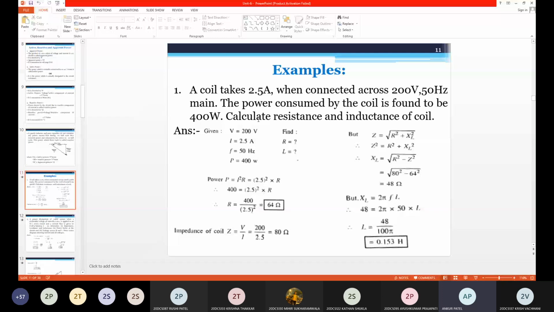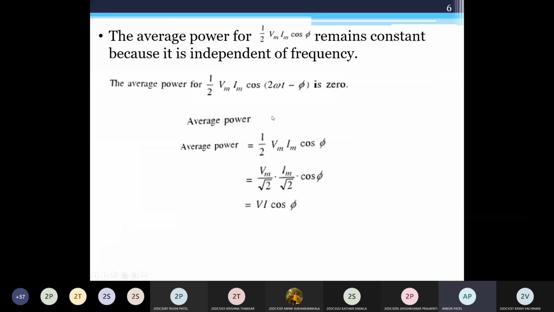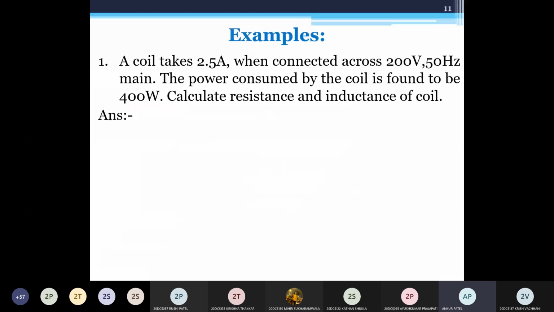One example, we are doing just one example. A coil takes 2.5 ampere when connected across 200 volt 50 hertz mains. The power consumed by the coil is found to be 400 watt. Calculate resistance and inductance of the coil. Okay, so here which circuit is given? Inductor and resistor. So it is an RL series circuit.